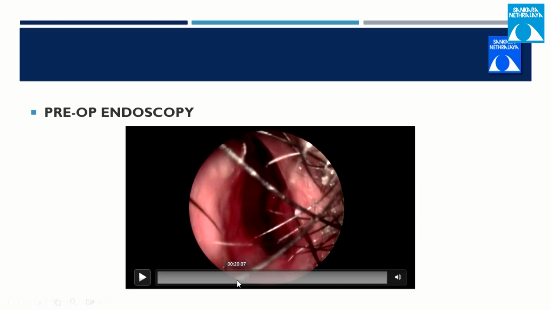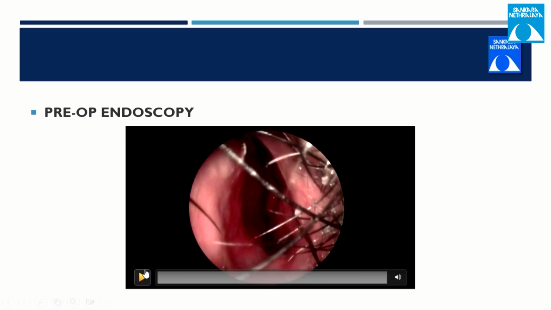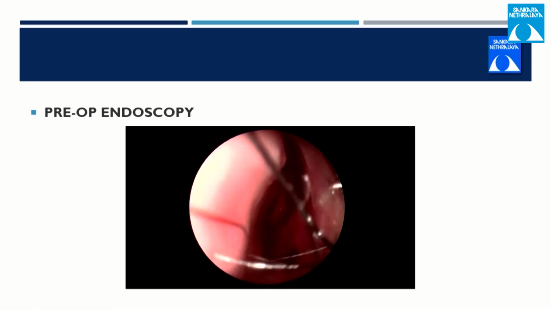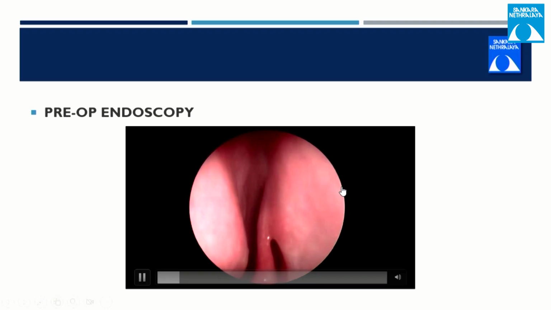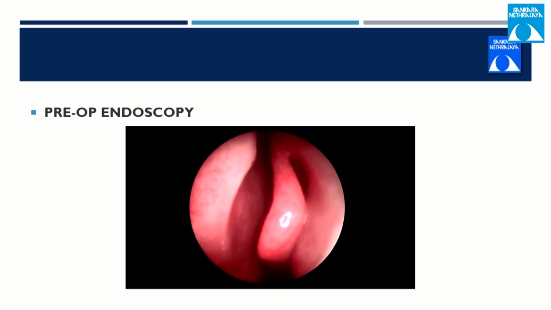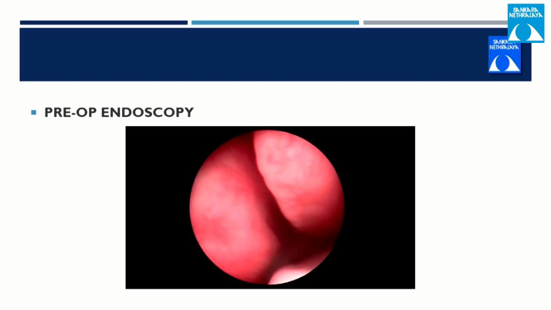So before we do the procedure, we have to do a certain set of pre-op investigations. The first being pre-op NE. What is NE? Nasal endoscopic examination. Yeah. This is the root of the middle turbinate, laterally. Medially is the septum.